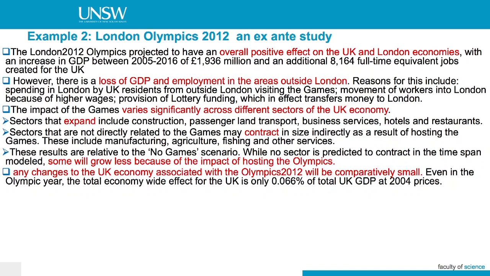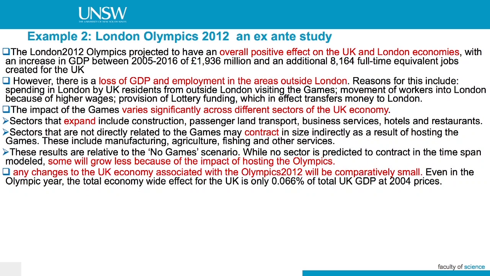Reasons included the spending in London by UK residents from outside London visiting the Games, movement of workers into London, and of course the lottery, where everyone wanted to become a millionaire, parting with their money, buying lottery tickets and so on to support the Games. That also was a leakage of money out of the local economies.